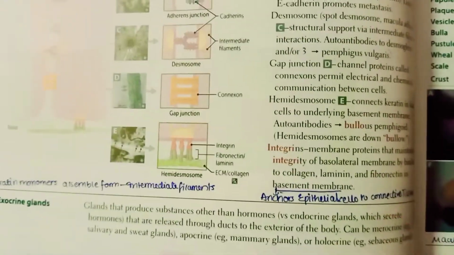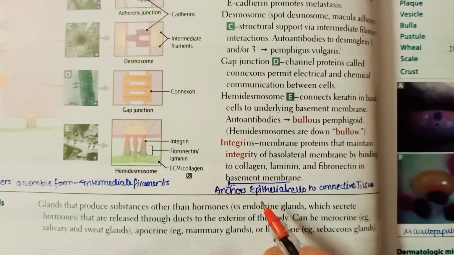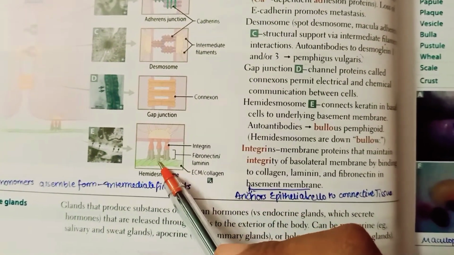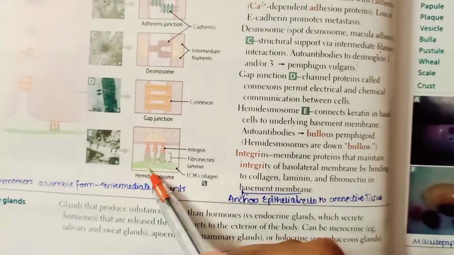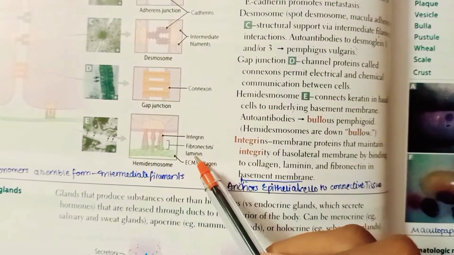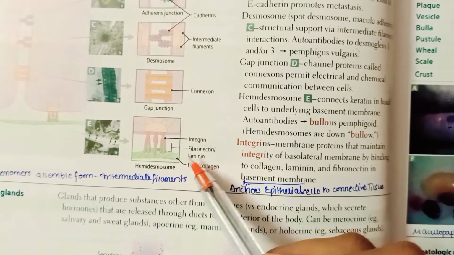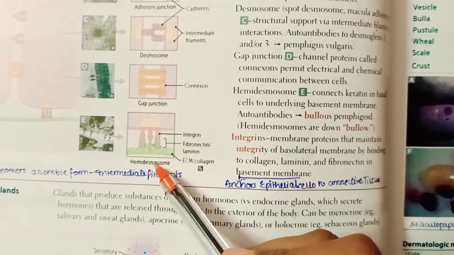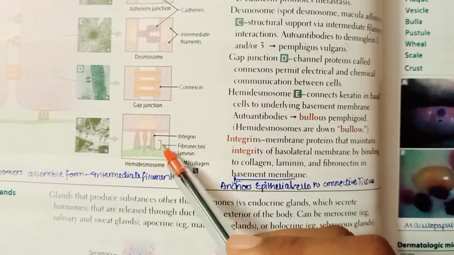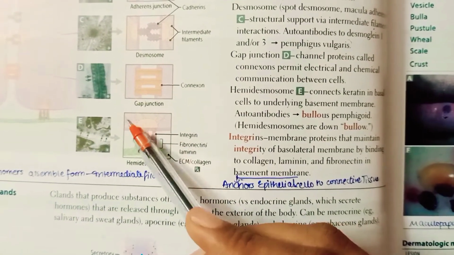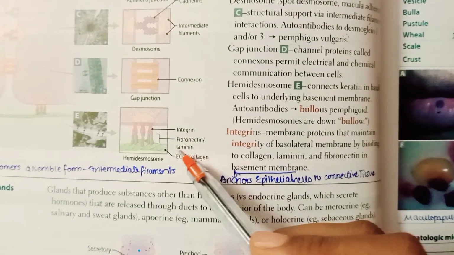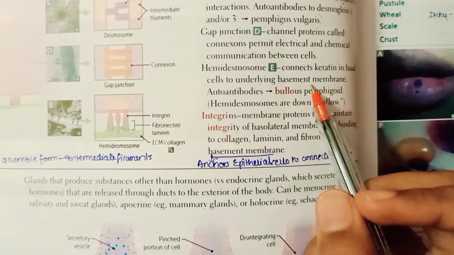So basement membrane anchors epithelial cells to the connective tissue. Hemidesmosome serves that function. It connects the epithelial cells to the basement membrane by means of integrin, fibronectin and laminin. Actually, fibronectin and laminin are part of the basal lamina of the basement membrane. So the basement membrane integrates with the epithelial cell with integrin, fibronectin, laminin, ECM, collagen. Hemidesmosome is useful for that.